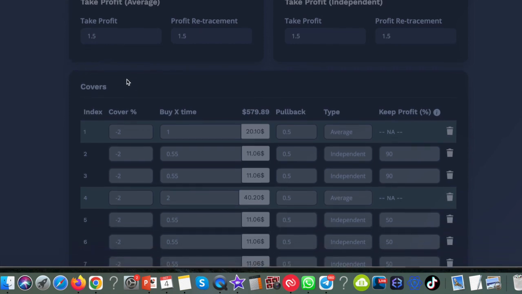So when you entered the market, if the price dropped by 2%, then the first cover is going to kick in. So you've got your first trade, and then the second trade, which is the cover, is going to kick in. It's going to buy the next buy-in.